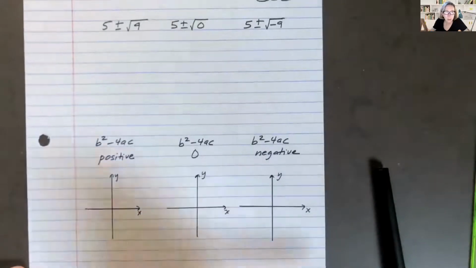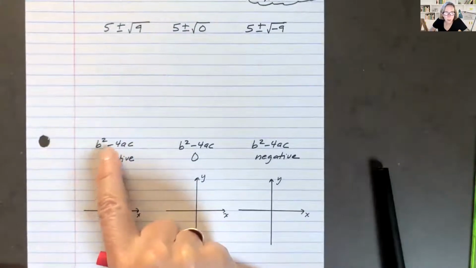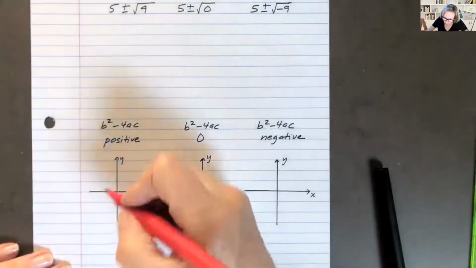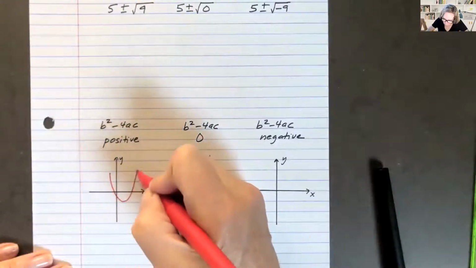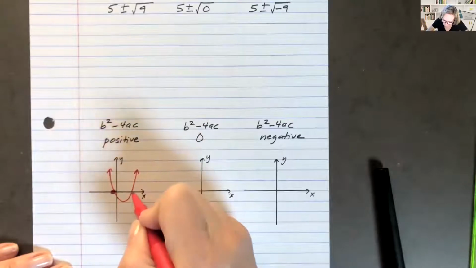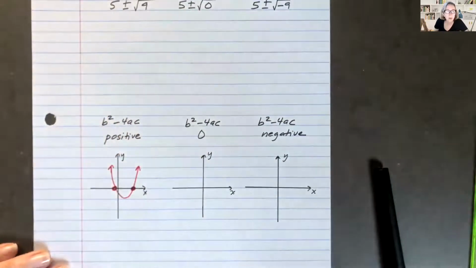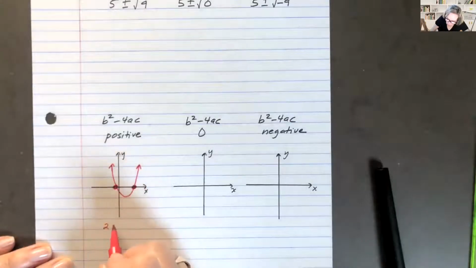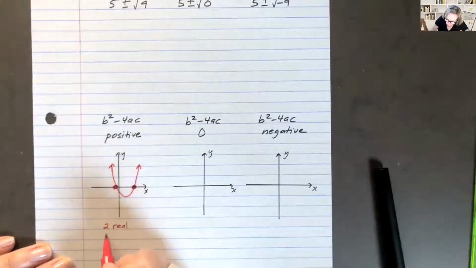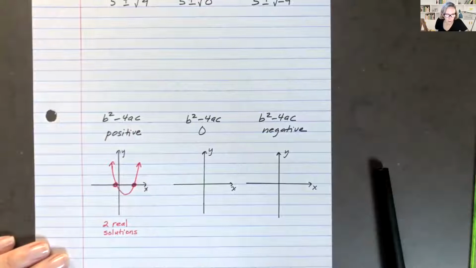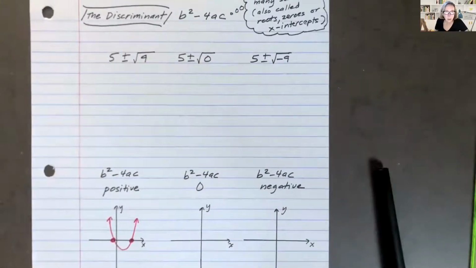So what happens is, if the value of b squared minus 4ac is a positive number when you simplify it, it means that you have two real roots. It means that you have two x-intercepts. You have a parabola that crosses in two places, and those are real numbers on the x-axis. So we call that two real solutions or two real roots. And so that's one scenario.